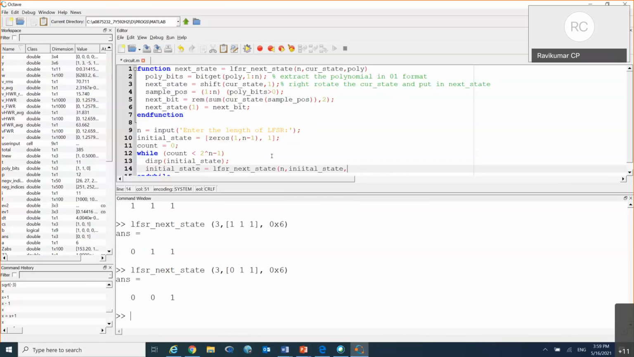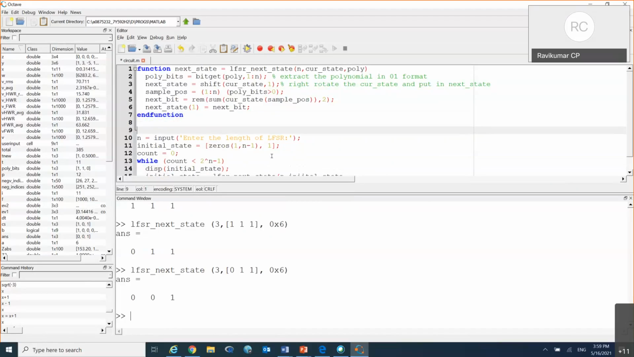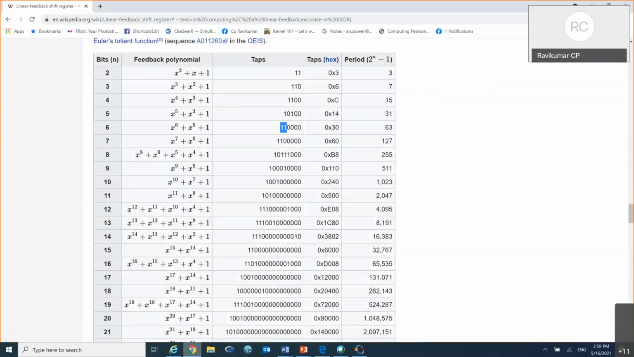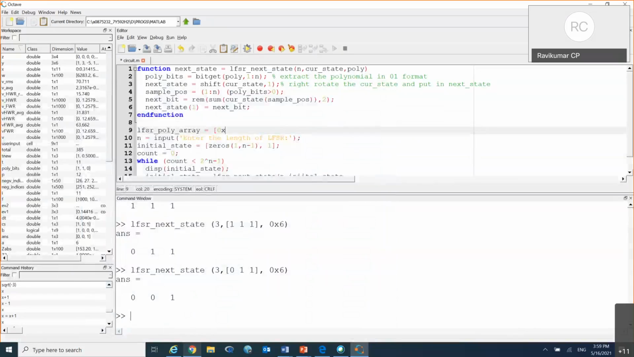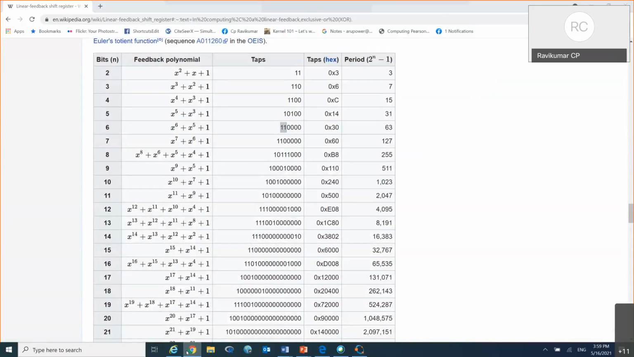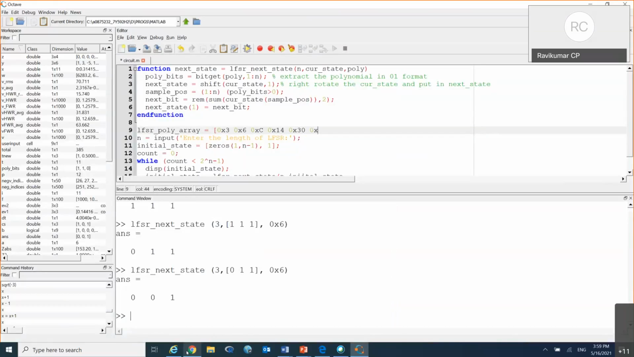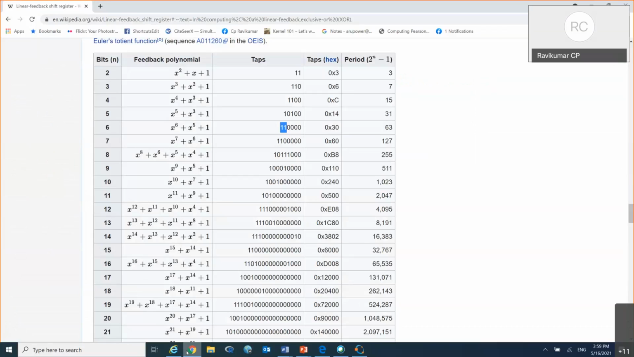And okay, so I'll have to remember all those for n equal to etc. I have to make some sort of an array here. LFSR poly array for n equal to, we'll have to copy from Wikipedia. 36C14, 36C14, maybe 3060. Okay. And B8 110.